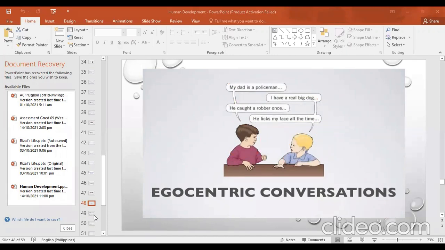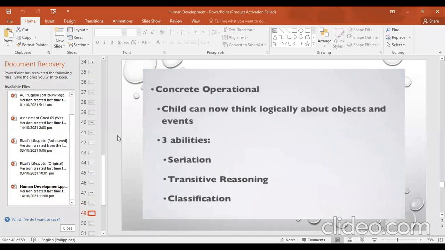Okay. So, next tayo. So, last one, we have concrete operational. I think this is the third stage, from 7 to 11 years. Again, when we talk about operational, ibig sabihin mental operation. And then, in concrete operational naman, child can now think logically about objects and events. So, they learn ideas like conversation na.